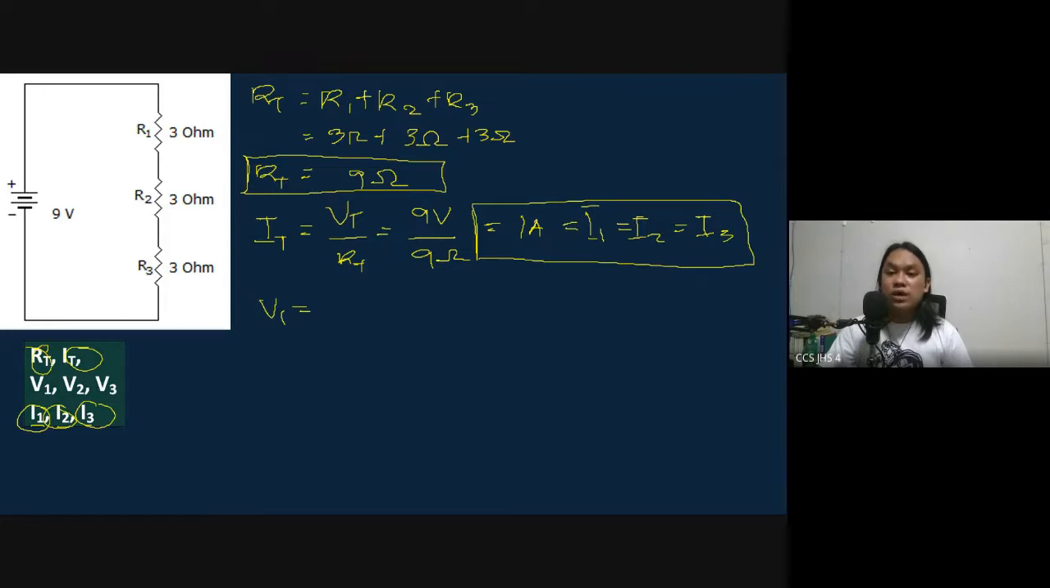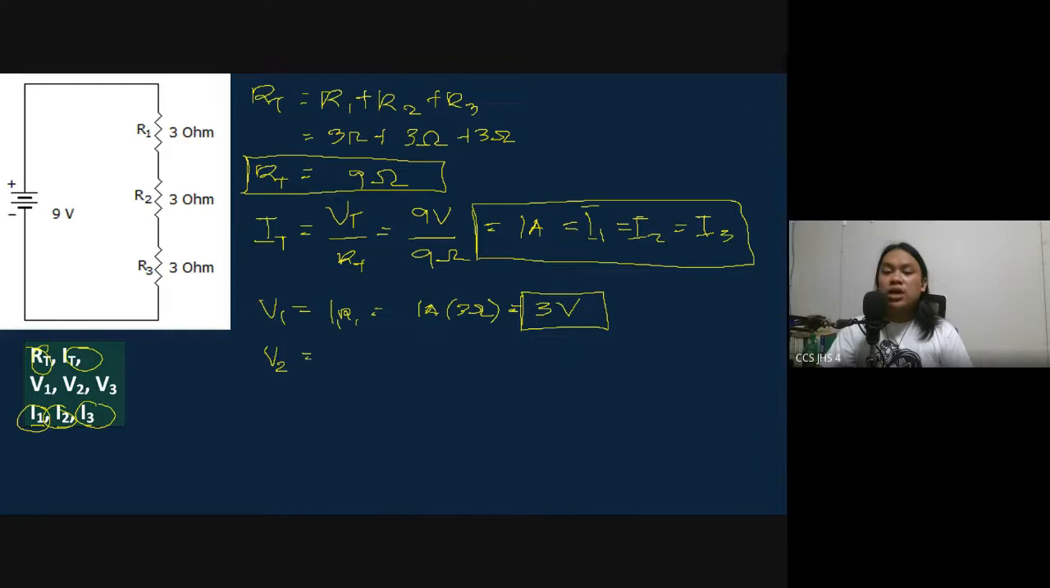V sub 1 is equal to what formula? Ohm's law. Okay, very good, Frederick. I times R. No, I sub 1 times R sub 1. So this is 1 amp times R sub 1, which is 3 ohms. So what's the value of our voltage? 1 times 3. This is 3 volts. Okay, very good.